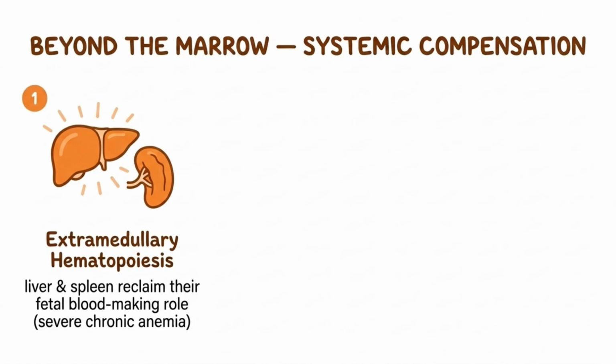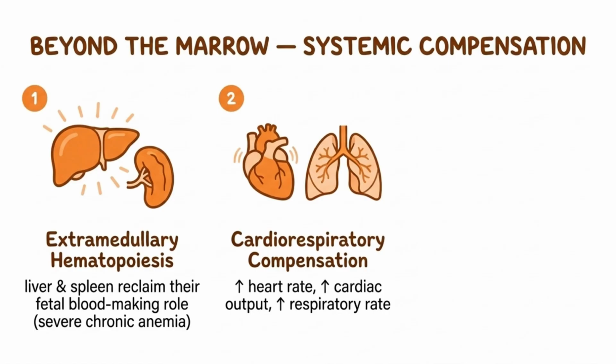First is extramedullary hematopoiesis. During fetal life, organs like the liver, spleen, and also the lymph nodes are important sites of blood formation. So in severe chronic anemia, they can basically say, okay, looks like we are doing this again, and they can reactivate the hematopoiesis. That's called extramedullary hematopoiesis. Secondly, our cardiovascular system also compensates.